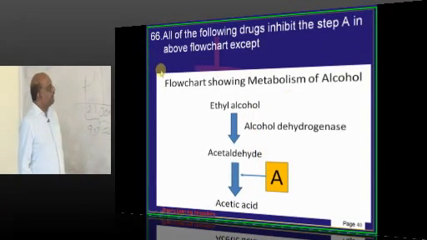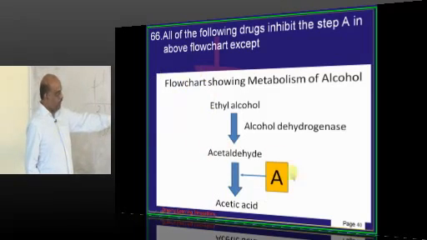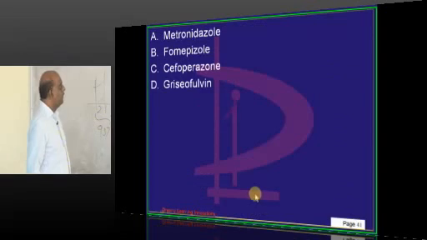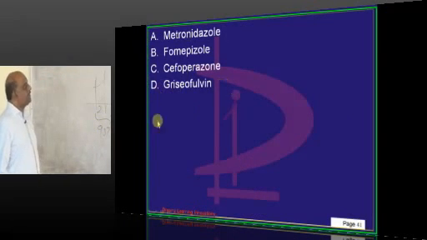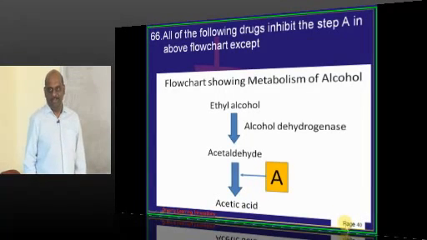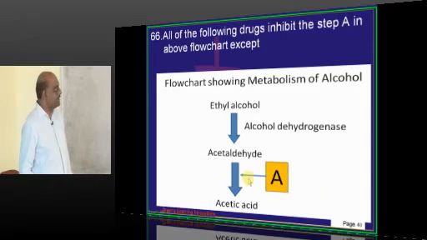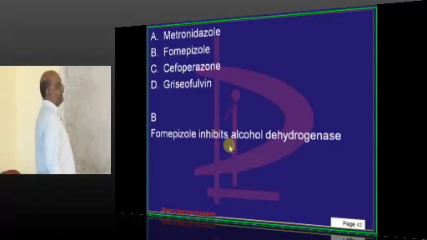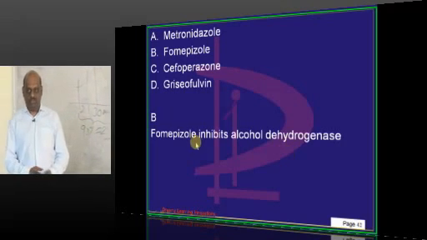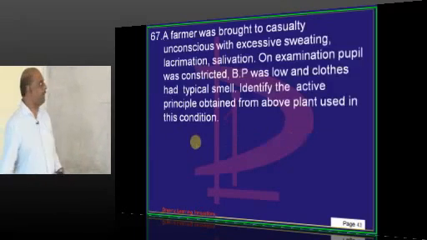Now, typically what you are seeing here is aldehyde dehydrogenase. So metronidazole, cefoperazone, griseofulvin, they all lead to a disulfiram-like reaction, because disulfiram is also an inhibitor of aldehyde dehydrogenase. Whereas fomepizole is the one which inhibits the alcohol dehydrogenase. Fomepizole, that's what you need to remember.